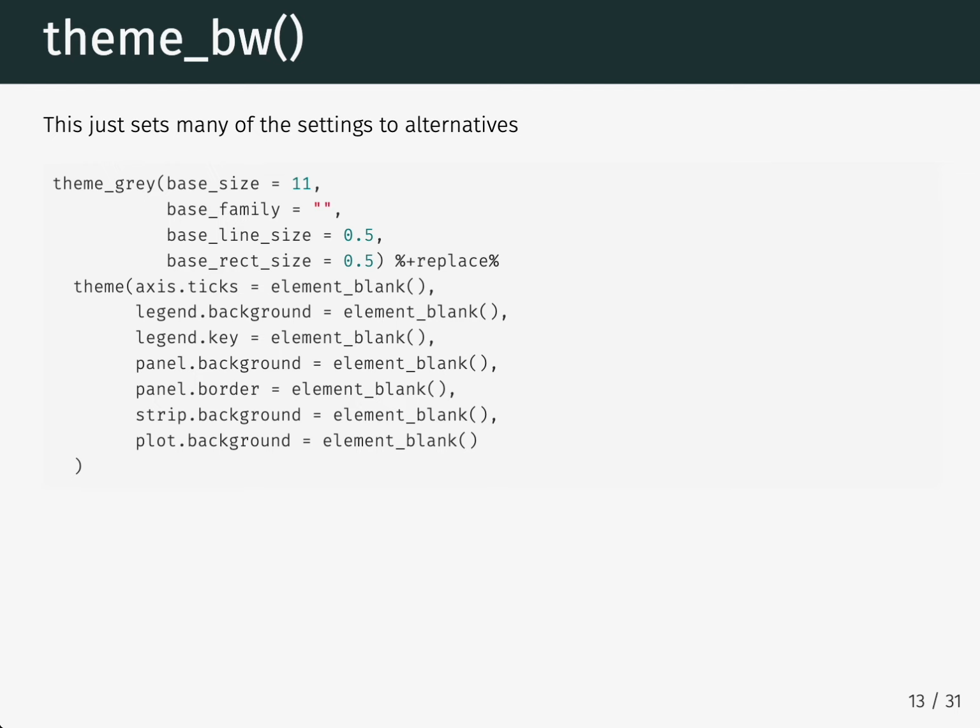Themes can stack together, so in this case, theme_bw is just theme_grey with some additional settings. One thing to note is that to remove an element, you use element_blank in the theme argument. So theme_bw is just theme_grey with some additional changes.